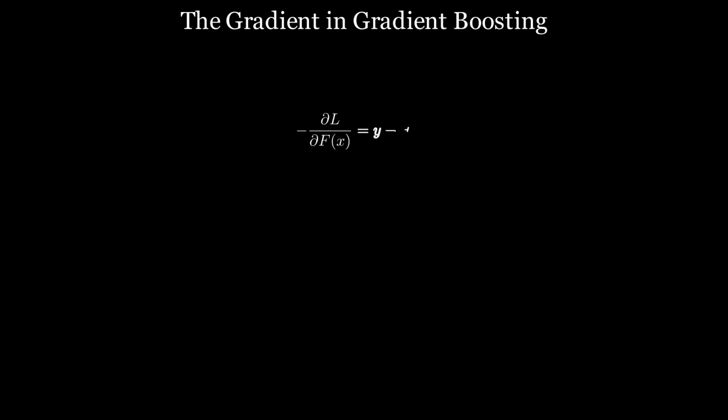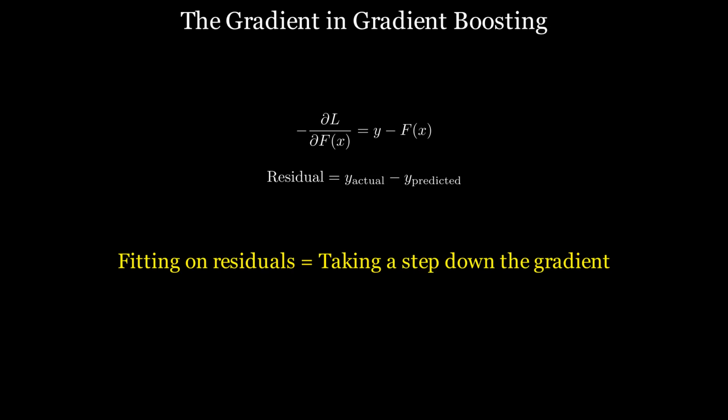Look at this result. The negative gradient is y minus f of x. But what is this expression? It's exactly the definition of the residual we used earlier. Residual equals actual y minus predicted f of x. This is the beautiful connection. Training a new model on the residuals is equivalent to performing gradient descent on the loss function. We are moving our overall model f of x in the direction that best reduces the error.